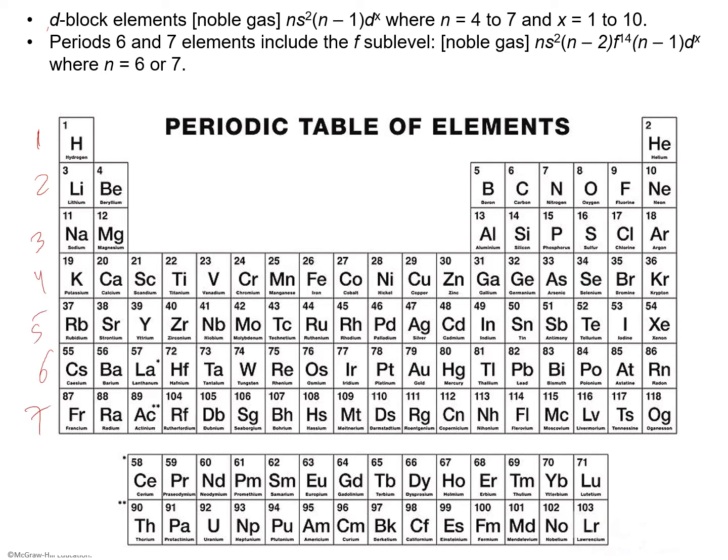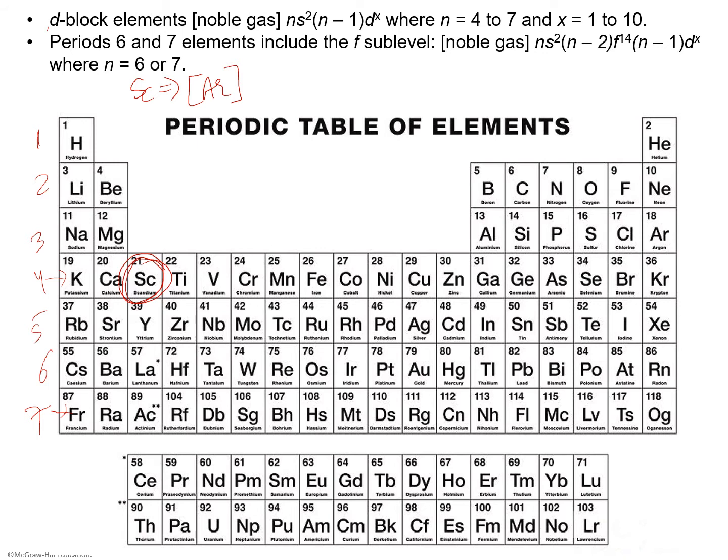Okay, so if I pick something from here, let's say Sc. This is the first transition element for us, right? So if I pick this and I ask you what is the electronic configuration, this is a d block element. First thing we do is write the noble gas. What is the noble gas that comes before this? It's argon. So I'm writing the electronic configuration for Sc. We start with argon, right? Then it says ns2 (n-1)dx. What is n? n can be anything between 4 and 7. Why? Because this is where the d block elements are located, between period number 4 and period number 7, right?